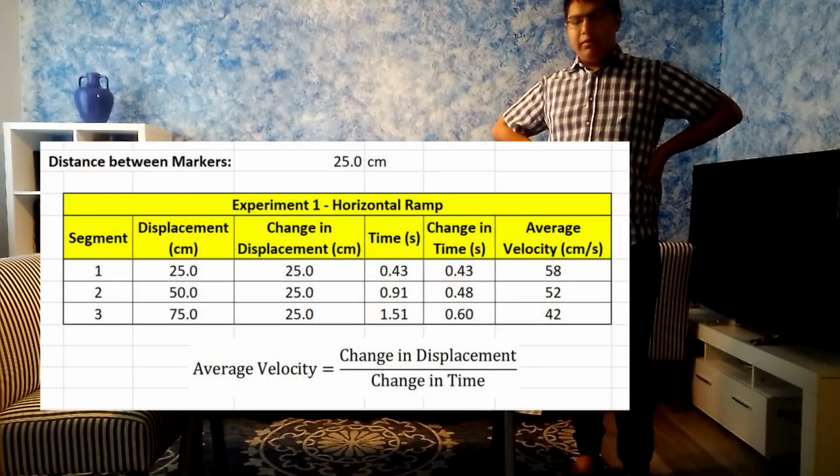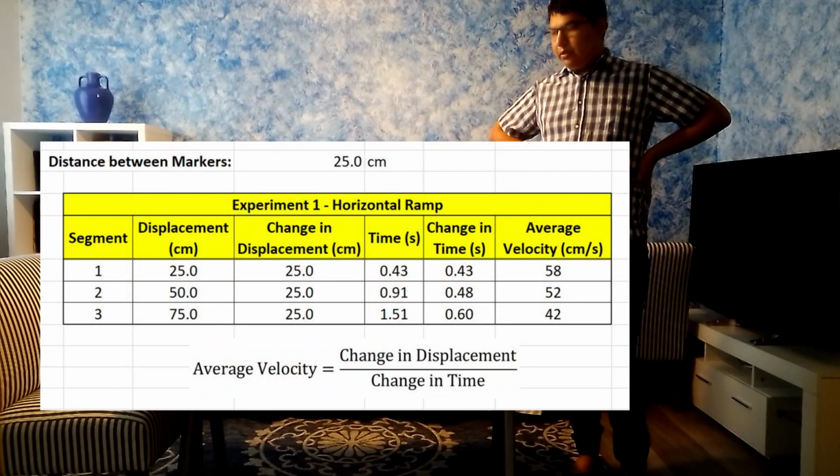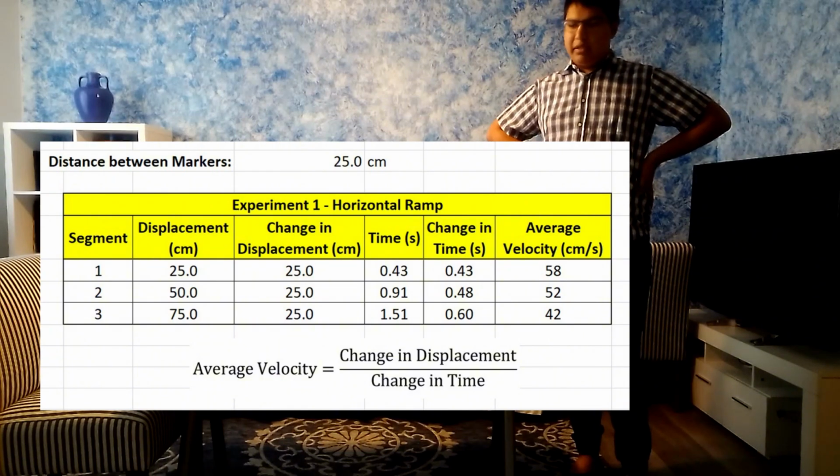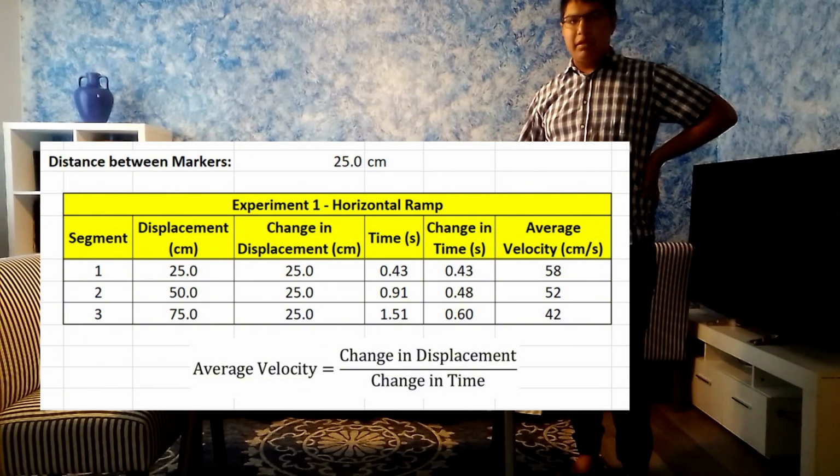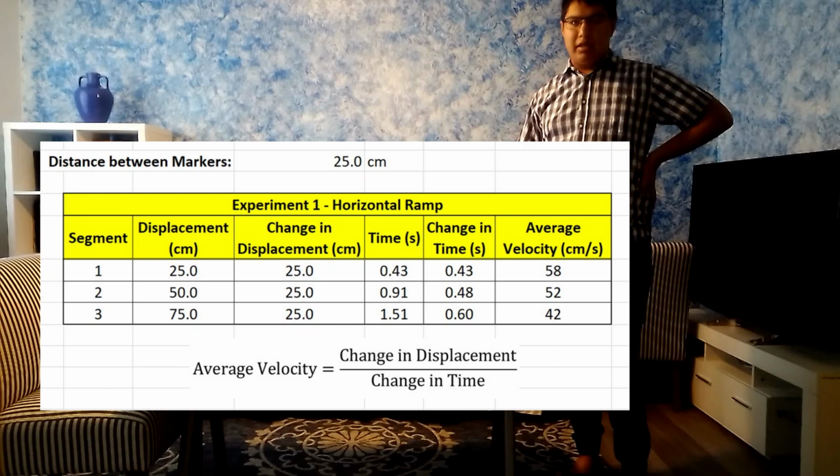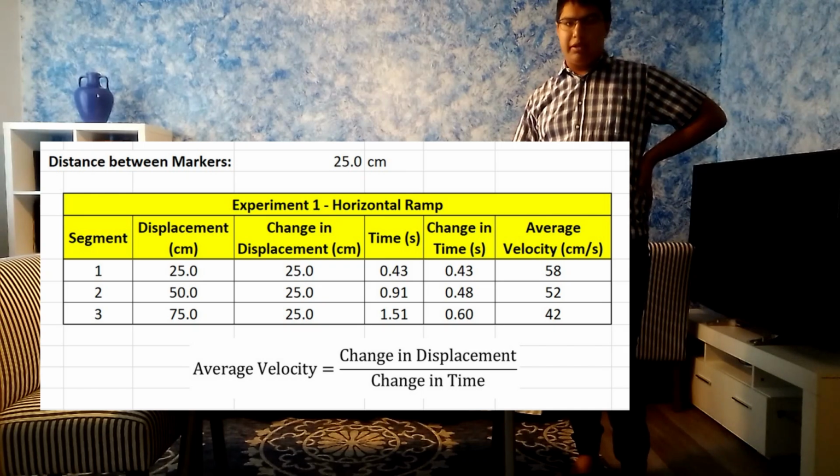And as we can see, the can slowed down as it moved across from one mark to the next. We can see this from the experiment as well as from the calculations that I'll be quickly flashing up on the screen. So our prediction matched the experiment.